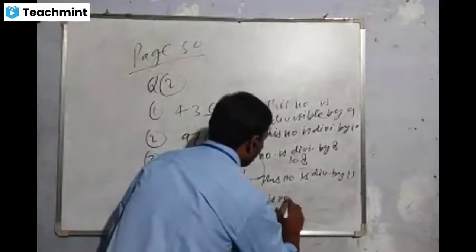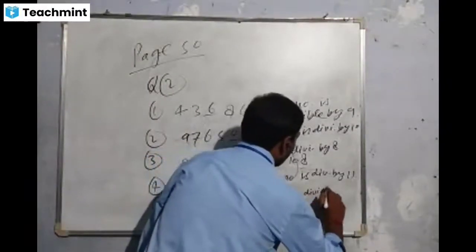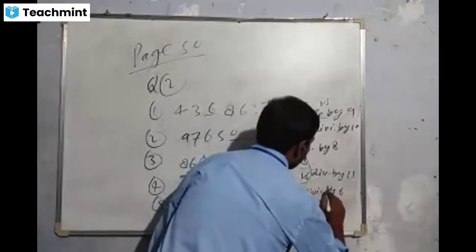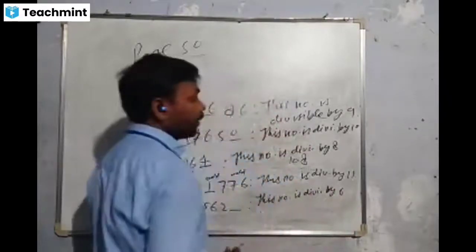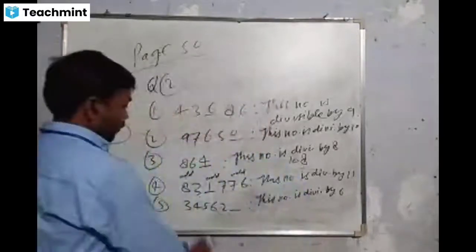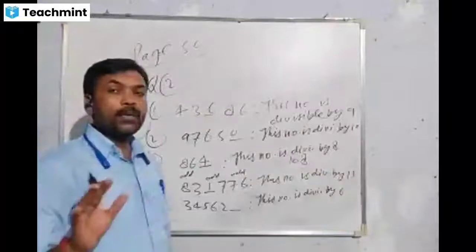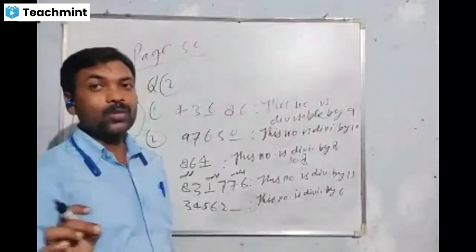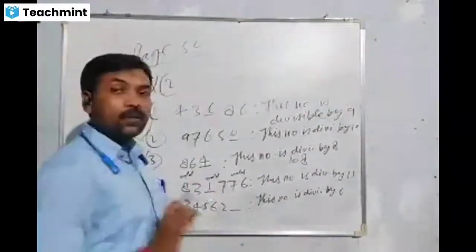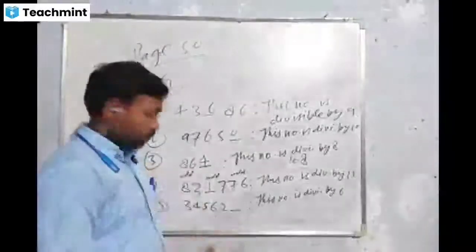This number is divisible by 6. This is the short form of divisible that I have written, so be careful. So how do we check the test of divisibility by 6? If any number is divisible by 2 and 3 both, then the given number is divisible by 6. So this number should be divisible by 2 and 3 both.